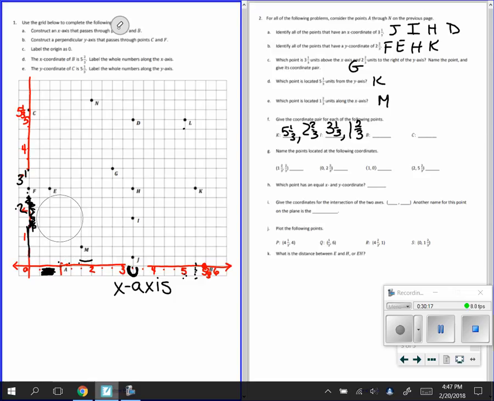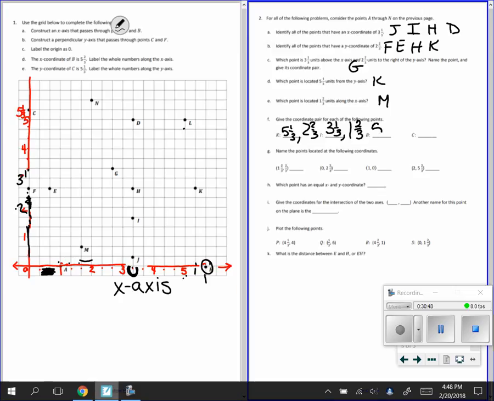Getting really messy over here. B. Holy smokes, I can't find anything on this messy board. I got stuff written everywhere. B is located at 5 2/3. It's along the x-axis, so it's 5 and 2/3. It doesn't go up, so it's 5 and 2/3 with a 0 for the y.